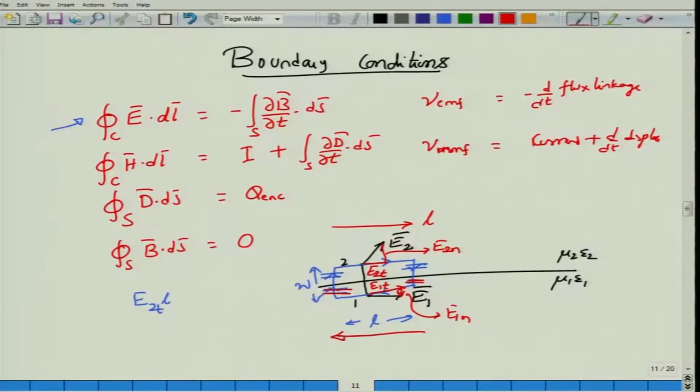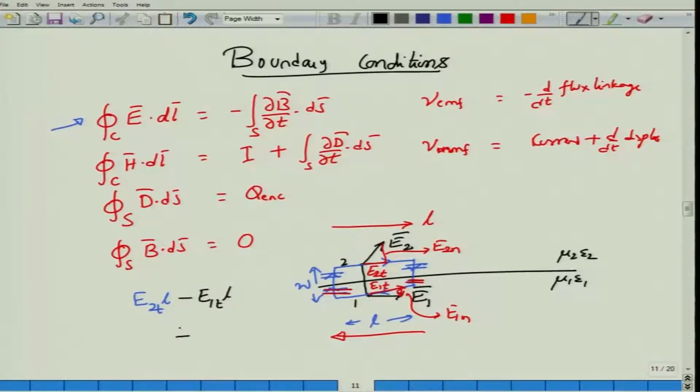Therefore if I move along this direction, then I need to consider the direction of dl to be opposite to the direction of the path along which I have taken in region 2. The net effect is that what I obtain here for the electric field in the region 1 will have a negative value multiplied by the tangential component E1t times L. So this is what I obtain for Faraday's law on the left hand side.